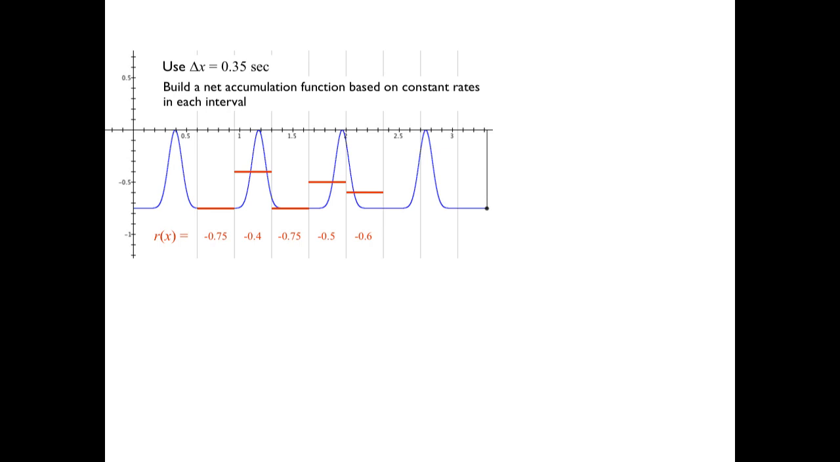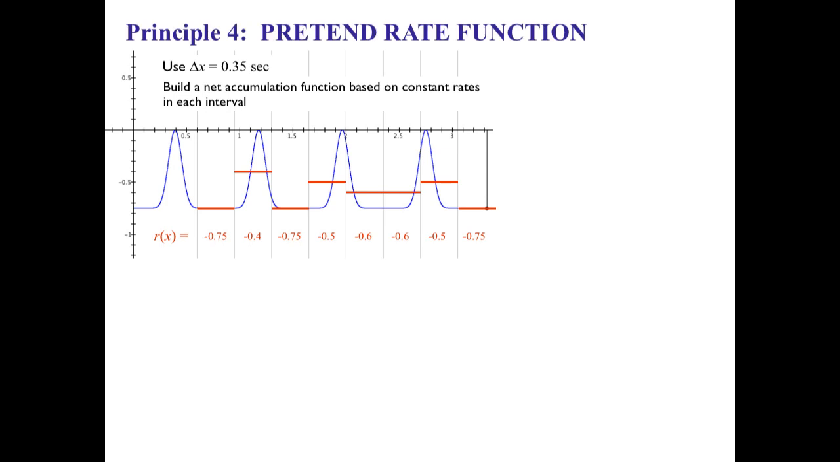All right, so this next one looked like the mirror image of the one we just did. So I did negative 0.6 again. And then the next one was the mirror image of the negative 0.5, so I did negative 0.5. And then the last one I did was negative 0.75. So this is principle number 4. And this is the pretend rate function. It's pretending to be the real rate function. It's the best we can do with constant rates in these big intervals.